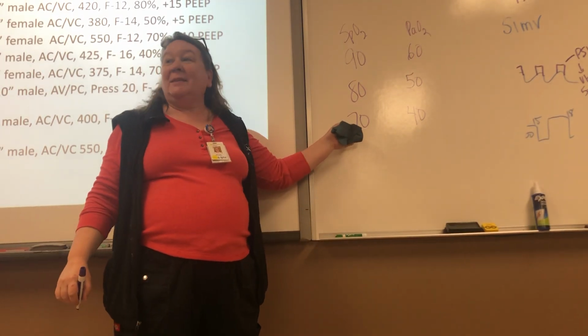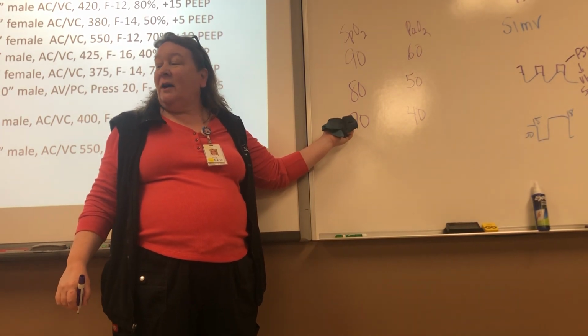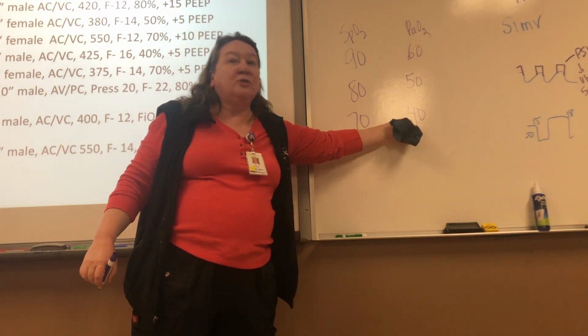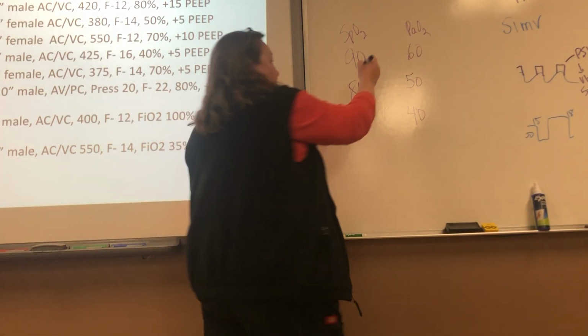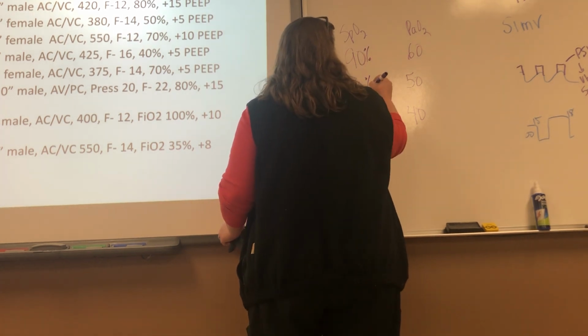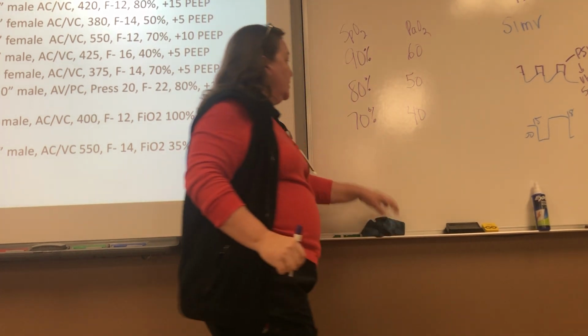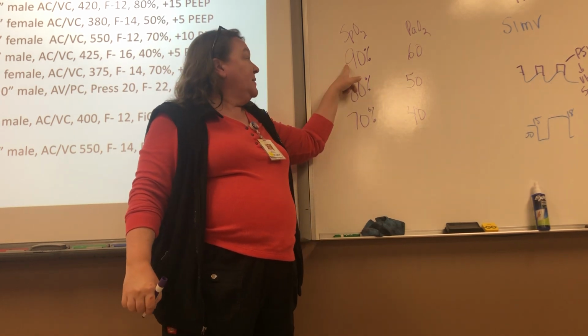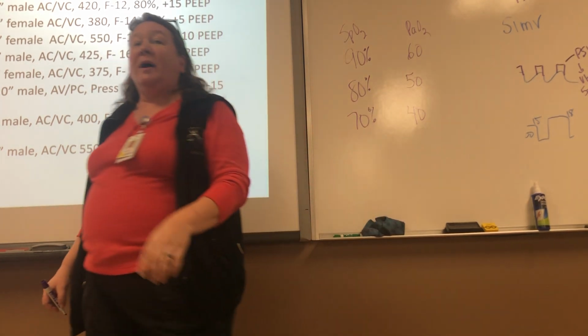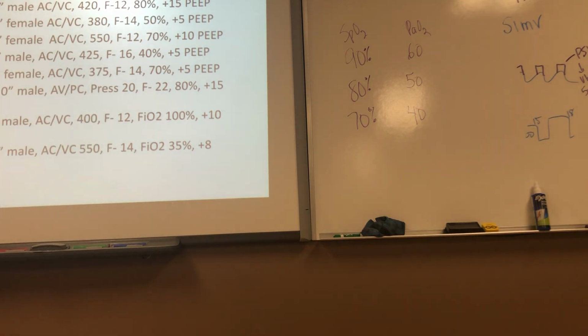That's why we say if somebody's SATs are in the 70s, they need to go on 100% non-rebreather because it means their PO2 is only in the 40s. It's very, very easy to correlate. So if I have a SAT of 80%, my PO2 is around 50. If my SAT's 90%, it's around 60, which is why our marker for oxygenation is 90% and 60 PaO2, because the two go together.